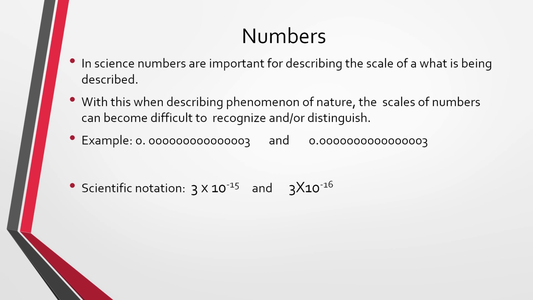In scientific notation, the number on the left is 3 times 10 to the negative 15, and the number on the right is 3 times 10 to the negative 16. With this, you can tell very clearly which one's larger here. The one on the left is the larger number, so this is the one that's 10 times the size of this one.